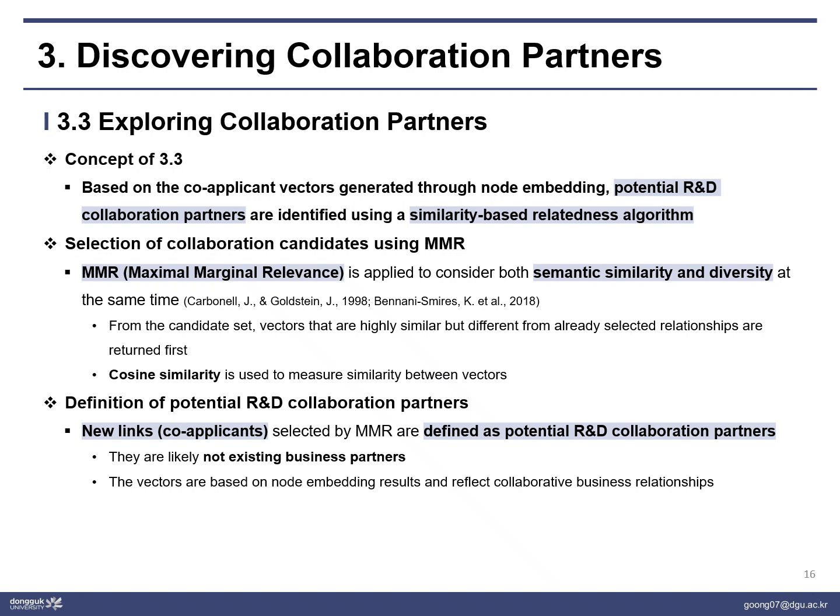At this point, vectors that are different from the already selected relationships but still have high similarity are chosen. Similarity is measured based on cosine similarity. Potential collaboration partners are defined based on the new links selected by MMR. These results are likely to be organizations that are not existing business partners.